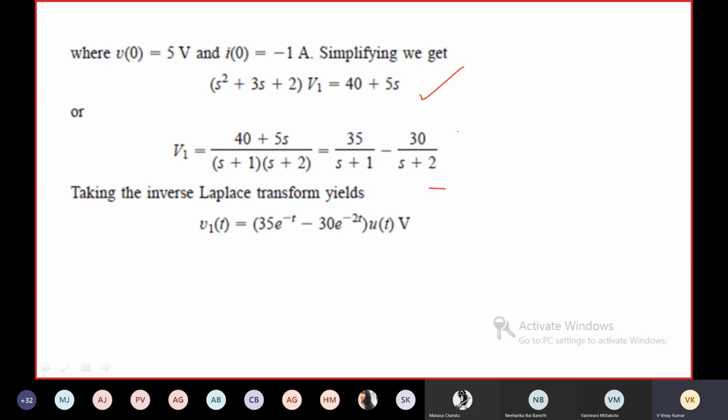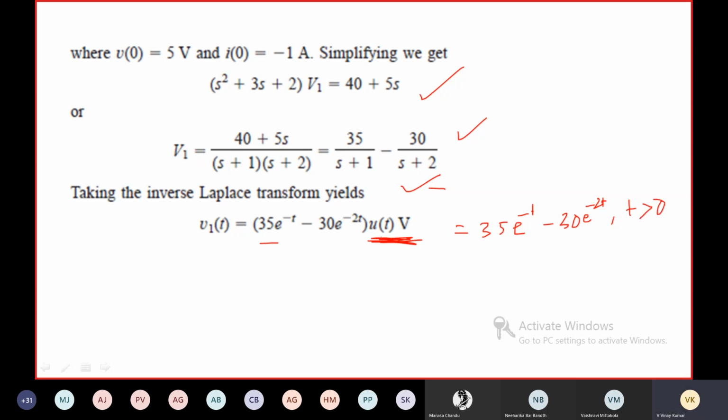Finally you're going to have the expression like this. Using partial fractions, you're going to get V1 of s. Applying inverse Laplace transform to the above equation, you're going to get 35 e power minus t minus 30 e power minus 2t u of t, or this is nothing but 35 e power minus t minus 30 e power minus 2t for t greater than 0. This is also correct.